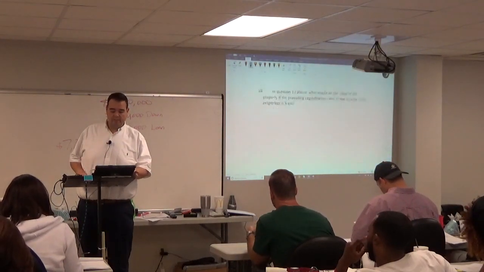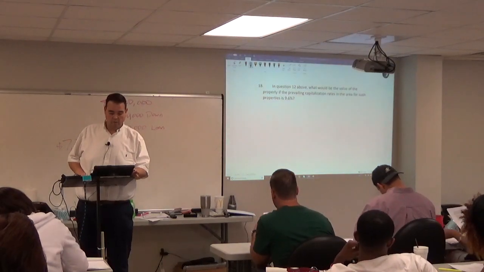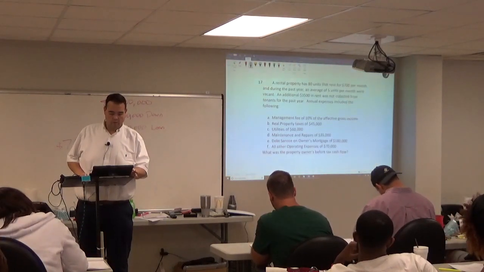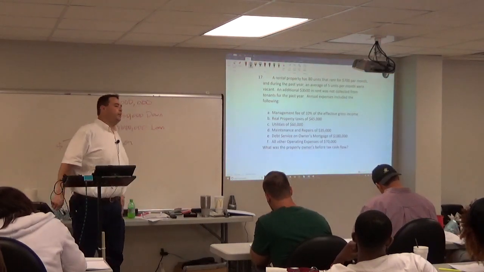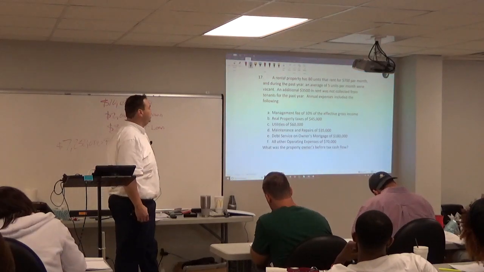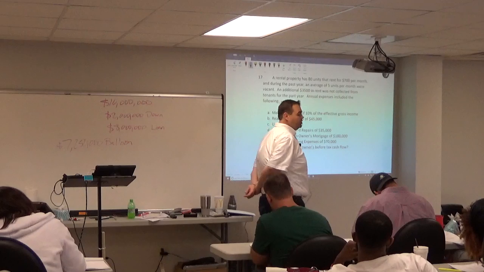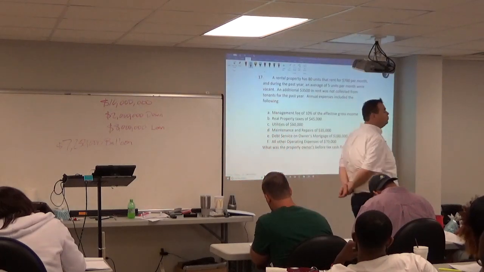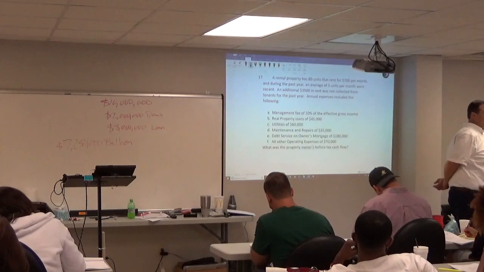Look at number 17. Why don't you go ahead and do number 17? 17 is not what we just did. 17 just wants to know what the property's before tax cash flow is. So this part of it should completely be a review for you at this point, because we've done that before.